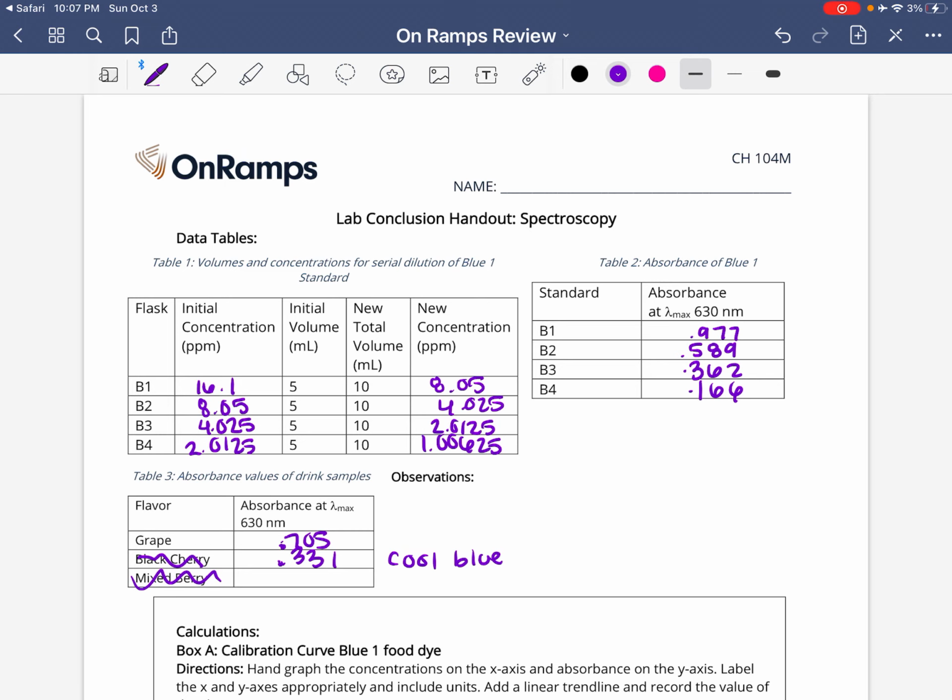So last time I didn't think we did so well in our lab conclusion handout. So we are going to talk about this real quick.